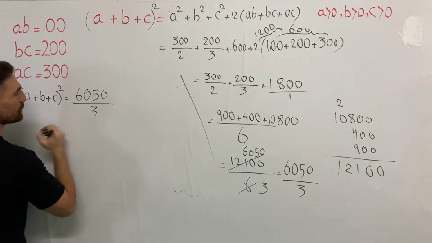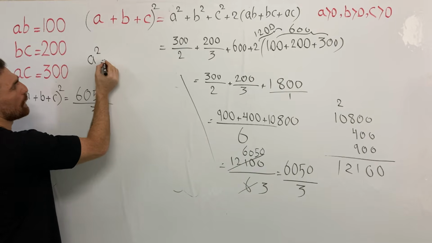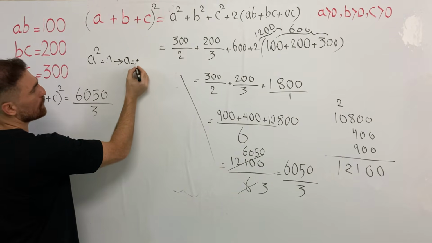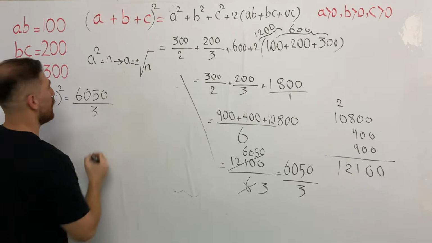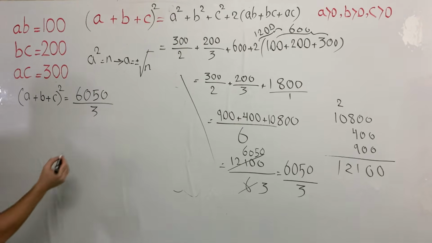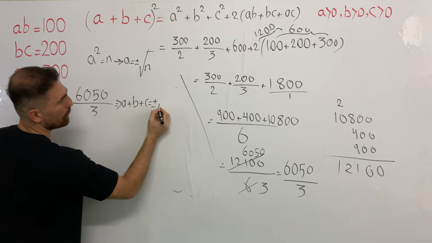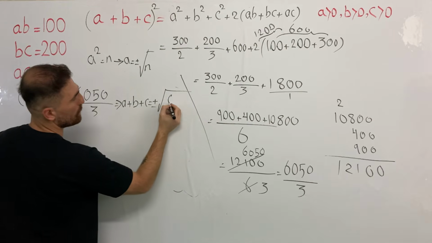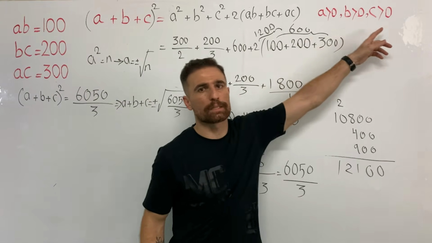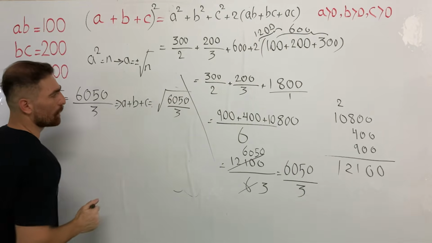6050 over 3. So, as you know, if we have A to the power of 2 is n, what is the value of A? A is going to be positive, negative second root of A. So, A plus B plus C squared is this. What is the value of A plus B plus C? It is going to be positive, negative 6050 over 3. But we are given A, B, C are positive numbers. So no need to positive or negative.